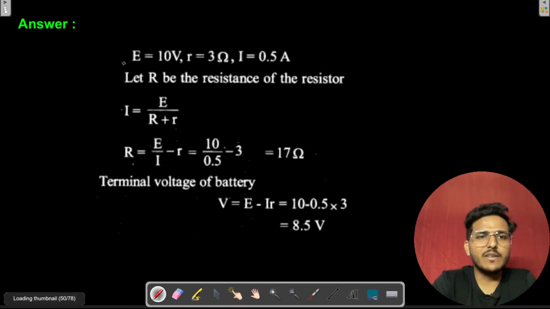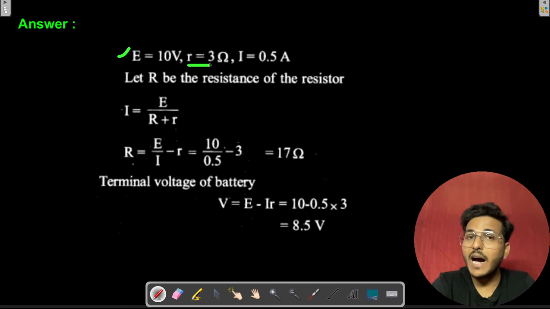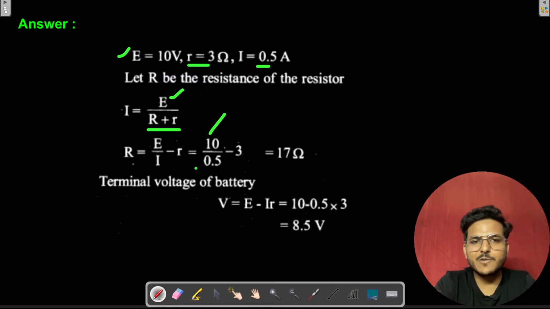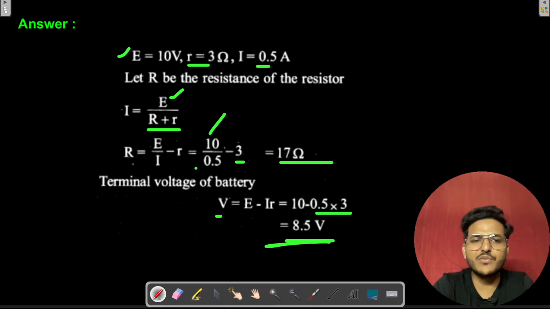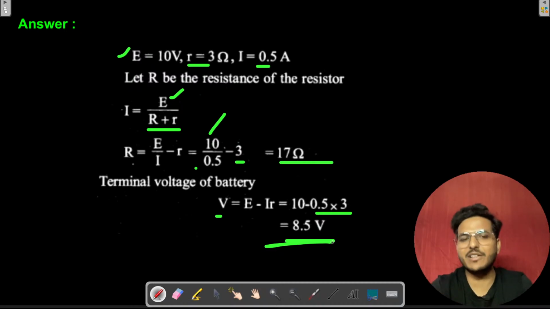See, it is given that E equals 10 volt, the internal resistance r is 3 ohm, and the current is 0.5 ampere. As we know, current is the total EMF upon total resistance. Total resistance means external resistance plus internal resistance. Now we have to calculate R, that is E upon I minus r. E is 10, I is 0.5, and small r is 3, so R is 17 ohm. The terminal voltage of the battery V equals E minus Ir. E is 10 and Ir is 0.5 into 3, that is 1.5, so the terminal voltage of the battery is 8.5 volt.